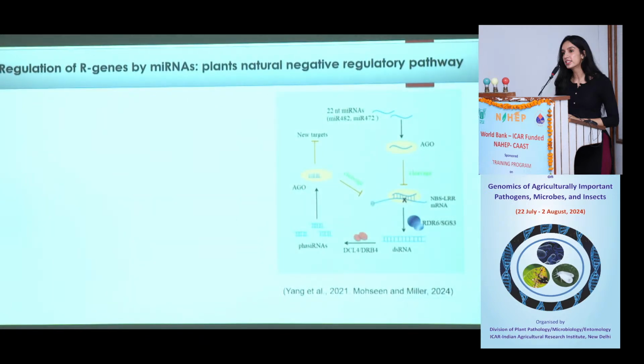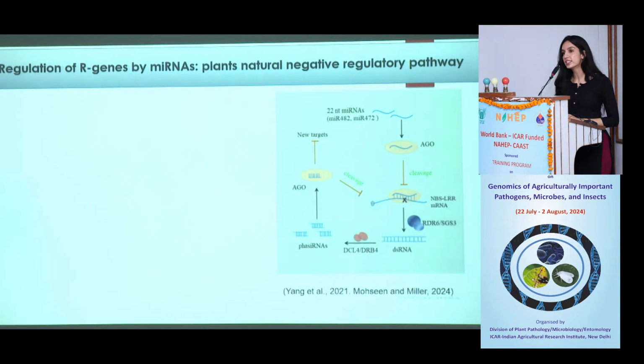Many miRNAs have been reported with a typical characteristic length of 21 to 22 nucleotides. They have been found to be conserved for targeting the NLR genes. NLR genes, as most of you might know, are a very important class of resistance genes in plants. These miRNAs act on the NLR genes and lead to the post-transcriptional gene silencing of these NLR genes.